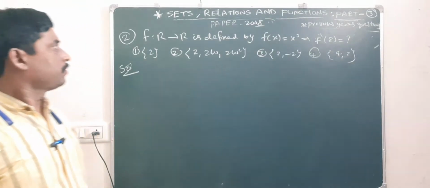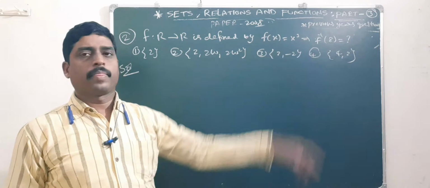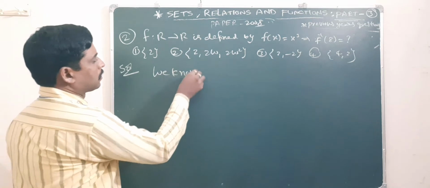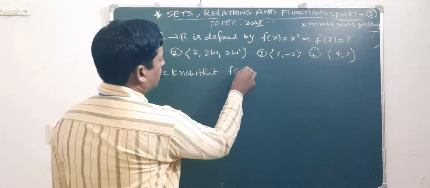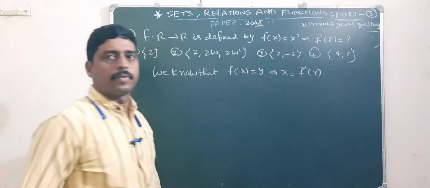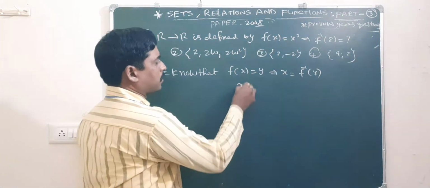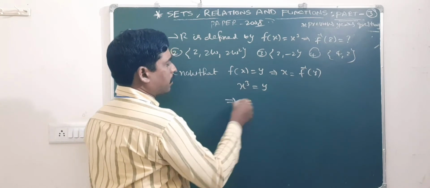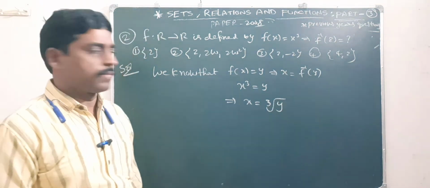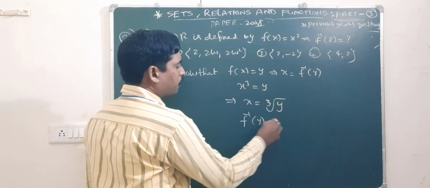So, let us go to the next problem. F is mapping from R to R defined by f of x is equal to x cube. Then find out f inverse 8. We know that f of x is equal to y. That implies x is equal to f inverse y. From the statement, f of x value x cube given. Therefore x cube equal to y. Therefore x is equal to cube root y. Where x value f inverse y. So f inverse y is equal to cube root of y.